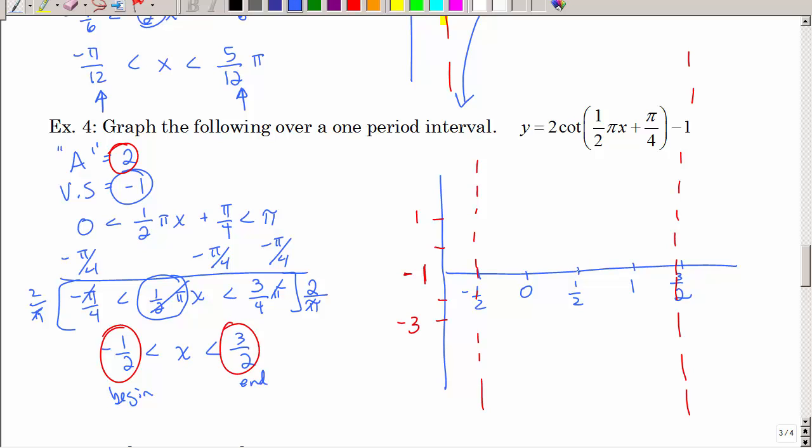And then the middle is always going to be 0 along your horizontal shifted axis. Remember, it shifted it down 1. And then where does your cotangent? Well, it's going to come back 2 above your horizontal axis and 2 below your horizontal axis.